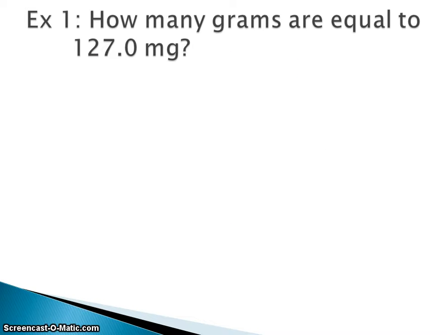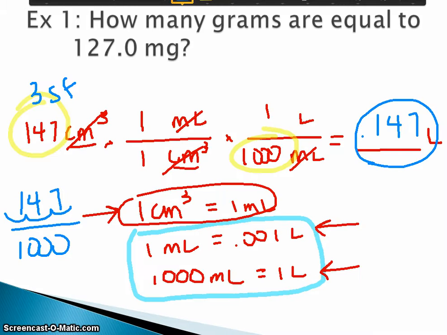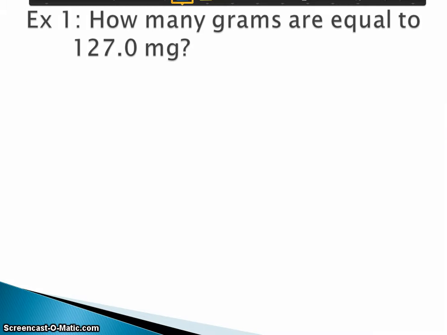Let's do an example problem. We're going to convert 127 milligrams into grams. So to start, we'll have 127 milligrams. That's our starting point. And what I want to turn this into is grams. So I write this over to the right to show that this is my end goal. So 127 milligrams to grams.